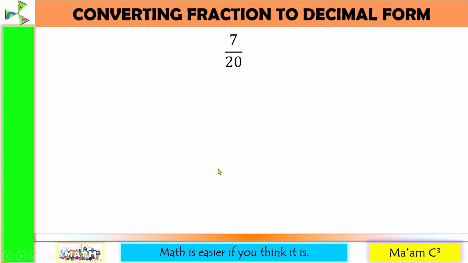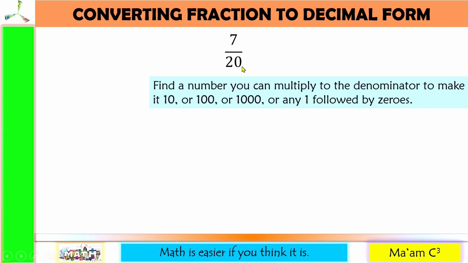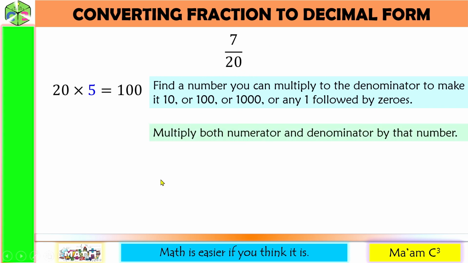Another one, step 1, we can multiply 20 by 5 to make it 100. Step 2, multiply both numerator and denominator by that number. Let us copy our fraction.